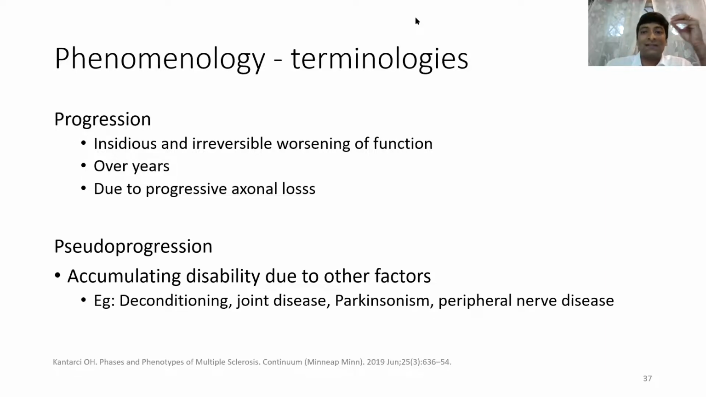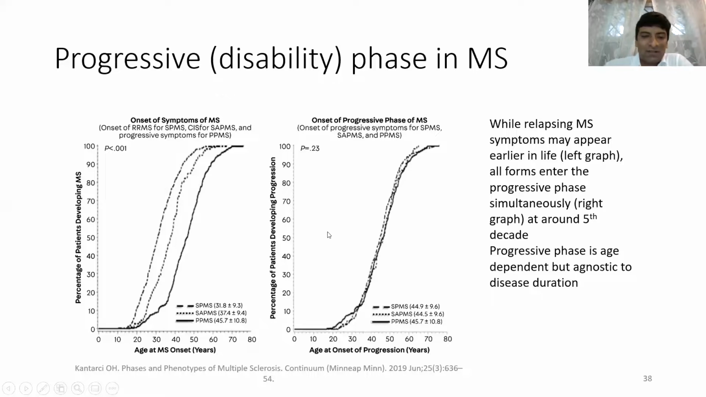And this leads to increasing disability, and unfortunately, it doesn't respond well to immunosuppression. Pseudo-progression refers to the other problems that come along with aging and secondary comorbidities like immobility, deconditioning, joint disease, Parkinsonism. All of these can also lead to worsening disability, but it's not due to neurological or MS worsening per se. Okay, so this important graph actually illustrates this.